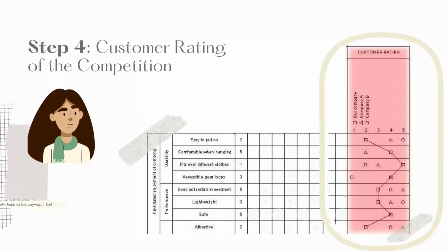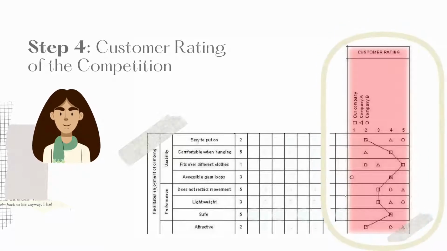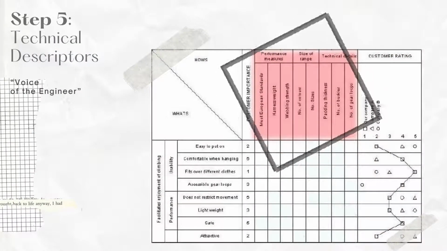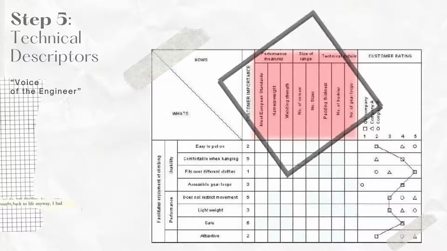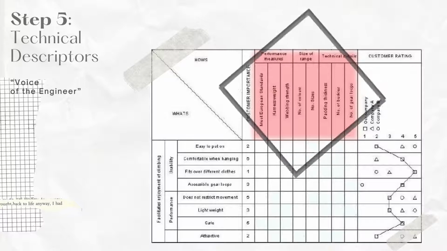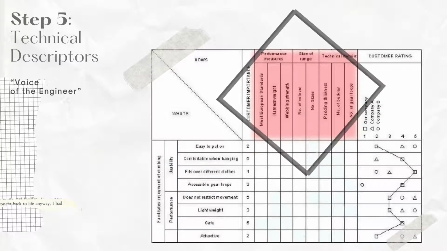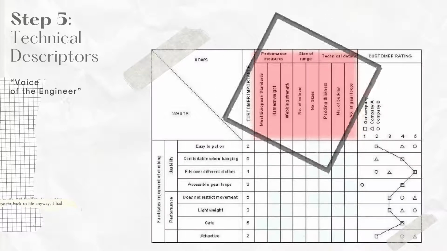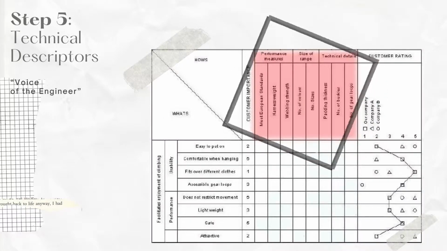The fourth step is the customer rating of the competition, and the title already tells us what it is about. It is the evaluation by the clients that allows you to know your performance against your competition. The fifth step is technical descriptors. That is the voice of the engineer, and the technical descriptors are the attributes of the product or service that can be measured against the competition. It also refers to the technical specifications that lead to the fulfillment of the characteristic requested by the client.